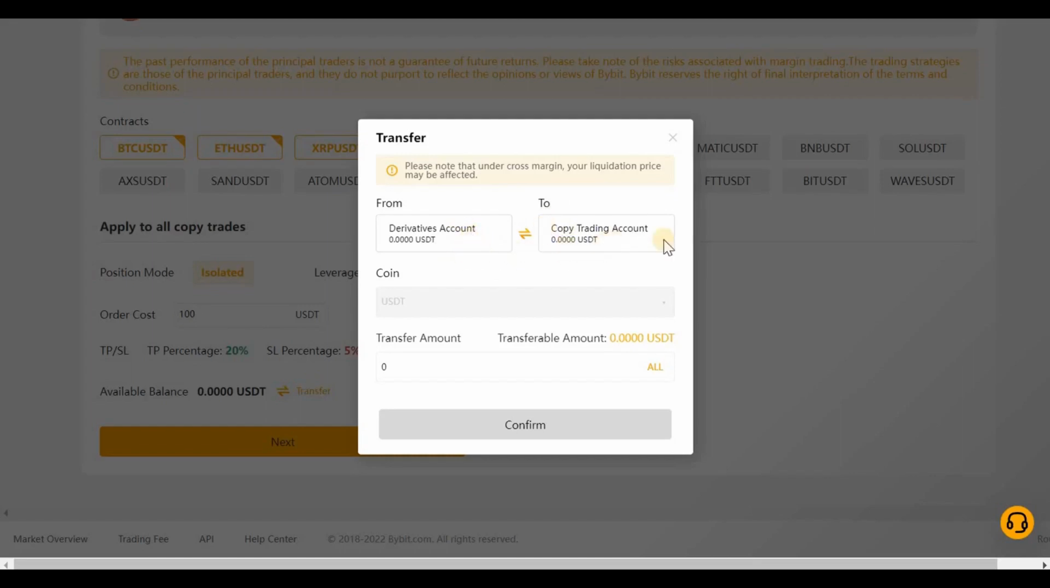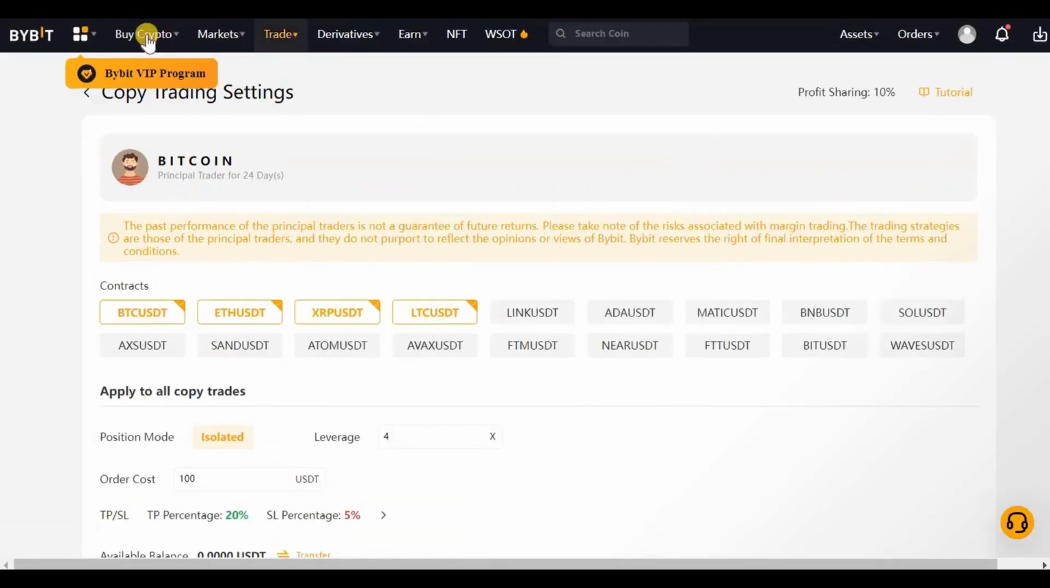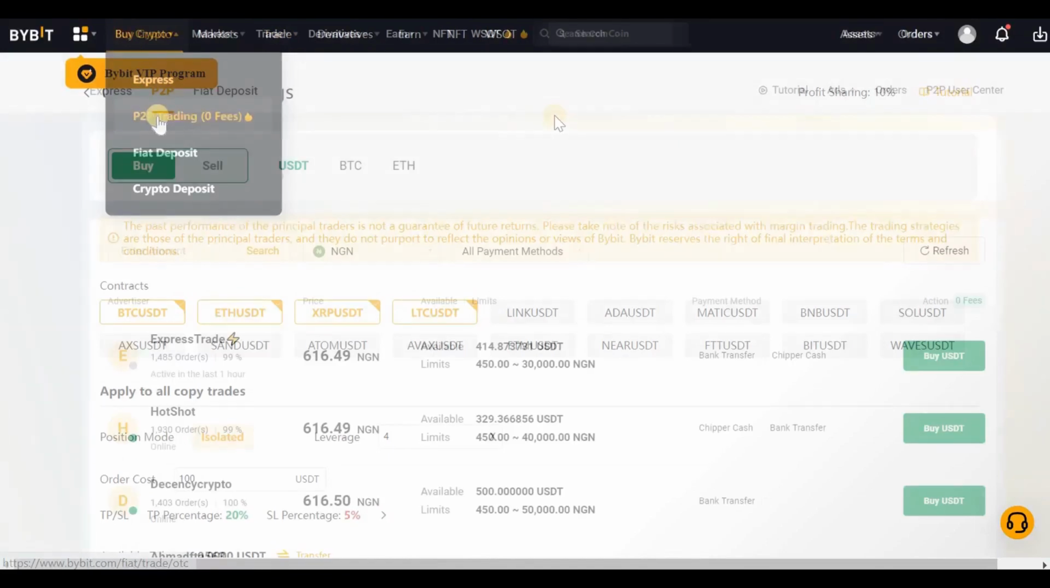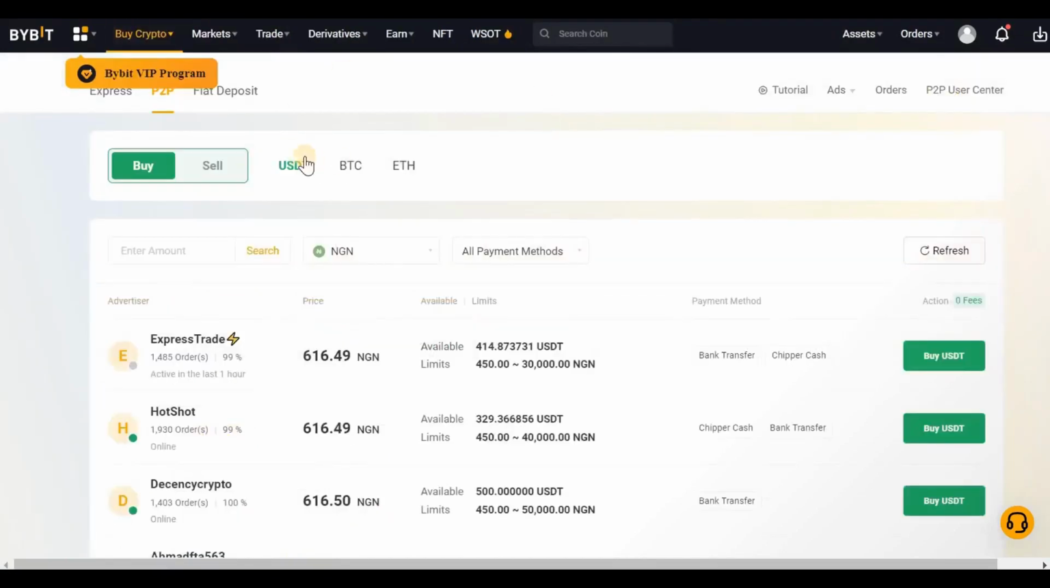If you don't have USDT present in your wallet, just like me, you can either make a deposit from your existing wallet or you can purchase USDT from the Bybit P2P platform. Let me show you an example. If you go over to buy crypto right here, you can select the P2P trading. In this section, you can choose to buy USDT with your local currency.